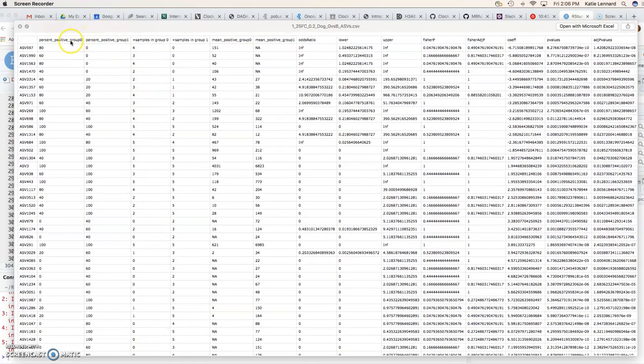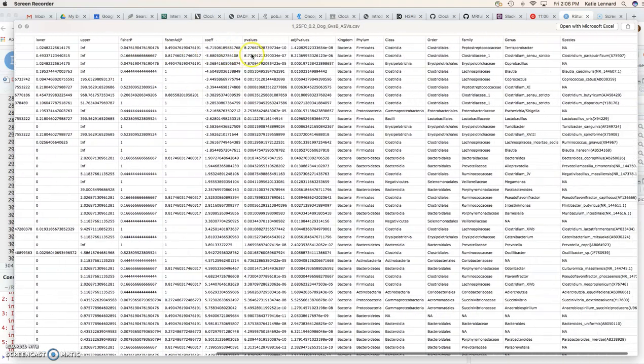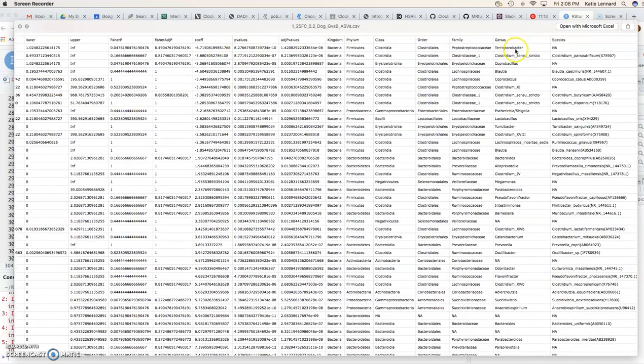At the top we have some helpful columns so that we can familiarize ourselves with what the data looks like for each ASV. Percent positive in groups 0 and 1, so that would be dogs B and G, the number of samples that were actually positive in those groups, and also the mean number of counts for each one of those groups. If we look at this top ASV, which was a Sporobacter, we can go look at what that heat map entry looks like.